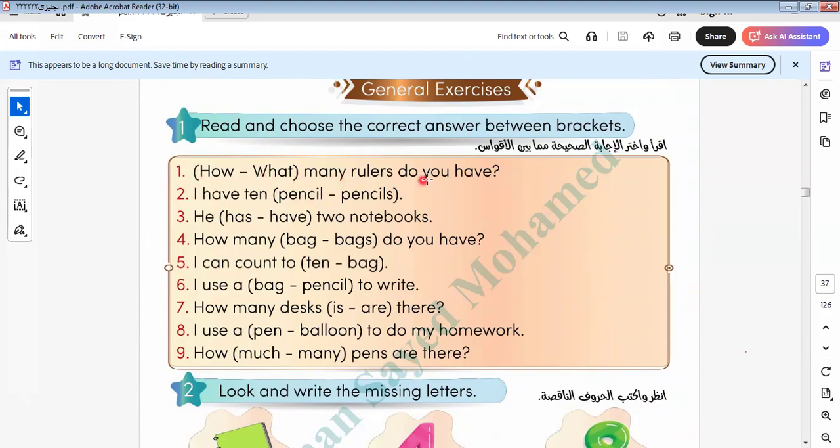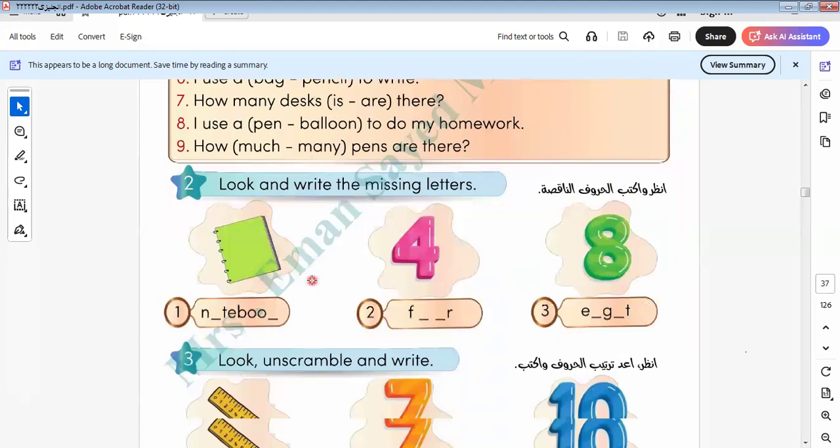How many rulers do you have? So it will be "how" here. I have 10 pencils. Why "pencils"? Because 10 is plural, more than 1, and I put "have" as the verb. He has. How many bags do you have? I will leave the rest for you to do by yourself as homework.